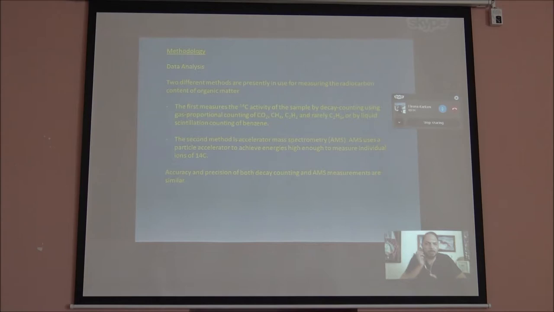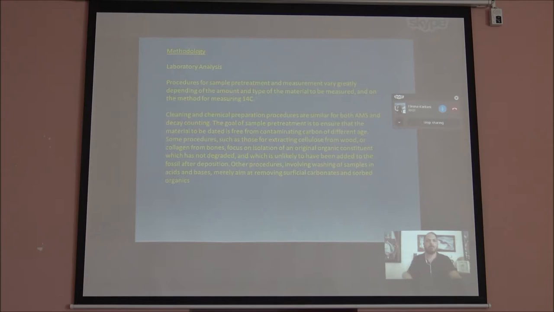The second method is accelerator mass spectrometry, which uses a particle accelerator to achieve energies high enough to measure individual ions of carbon-14. This is also used because, as we talked about before, the carbon-14 atom is heavier than the other two isotopes, carbon-12 and carbon-13. So if we accelerate these atoms, carbon-14 will deflect differently from the others, so we can count it atom by atom. The accuracy and the precision of both decay counting and AMS measurements are similar.